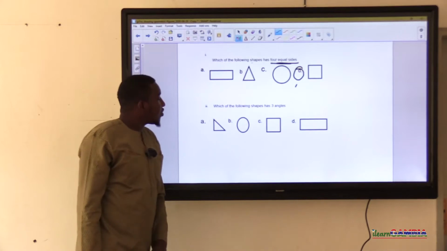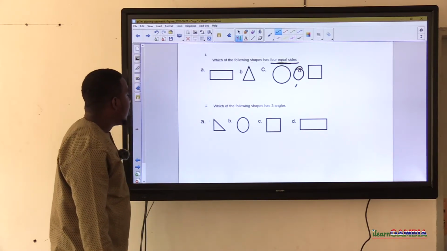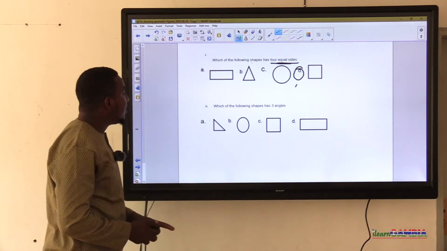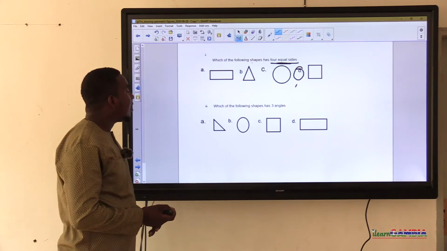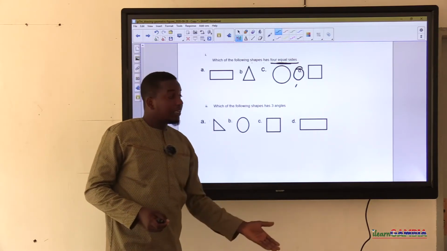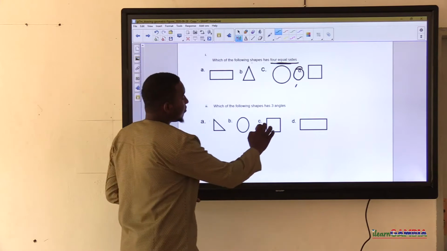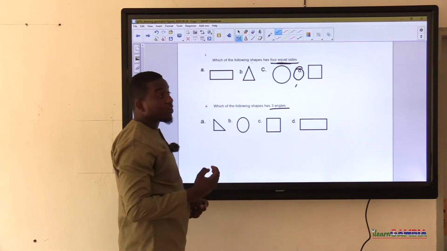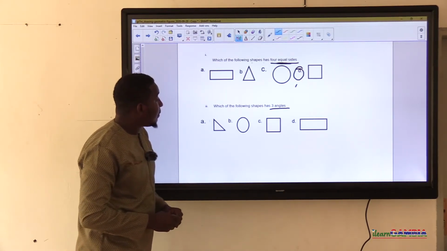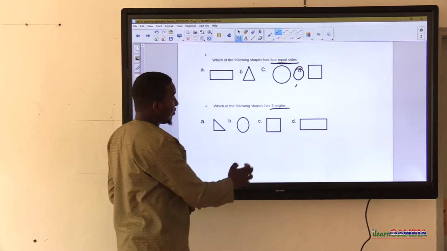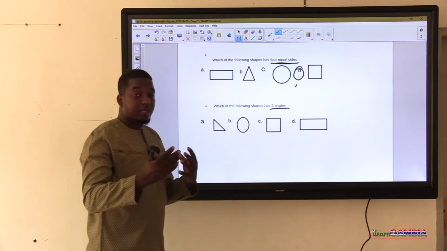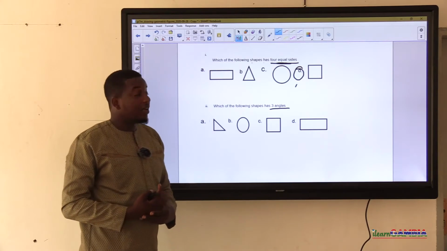Then we move on to the second question. The second question says, which of the following shapes has 3 angles? We have also options from A to D. Here, the question is asking about angles. The previous question was asking about sides. But the question that we have now is asking about angles. And how many angles are we asked? 3 angles. So we are going to look at each shape in the options and see whether we'll have one that has 3 angles.